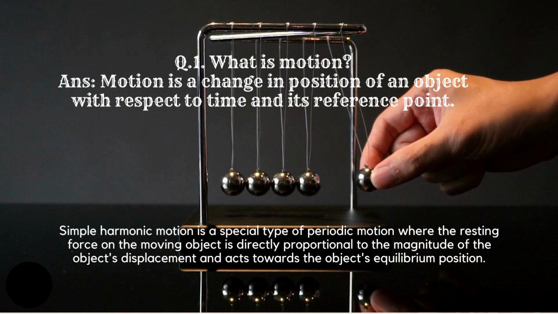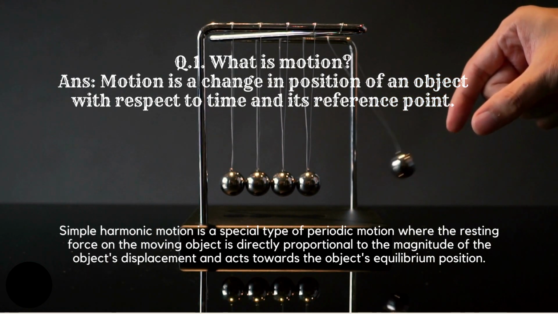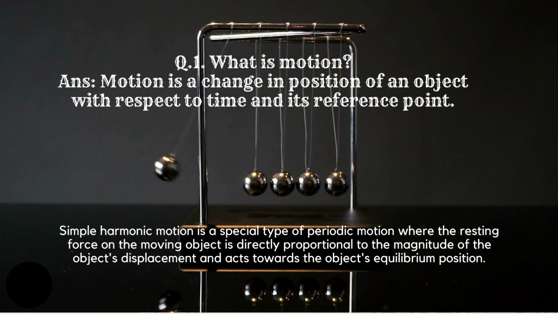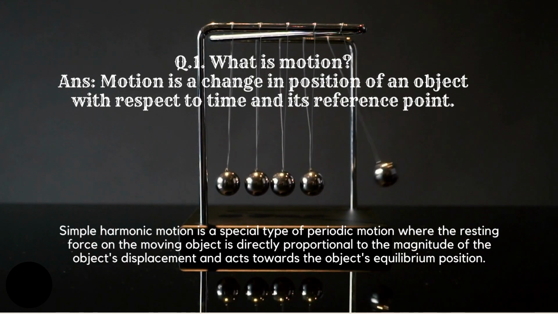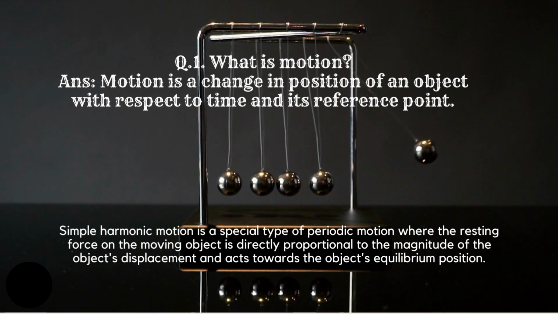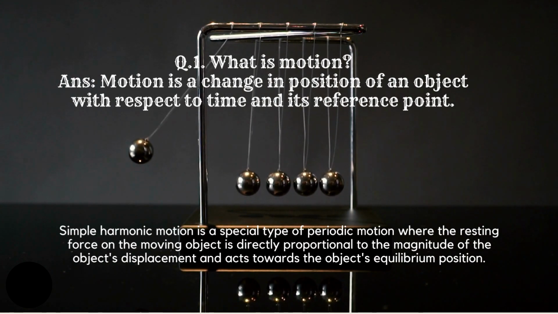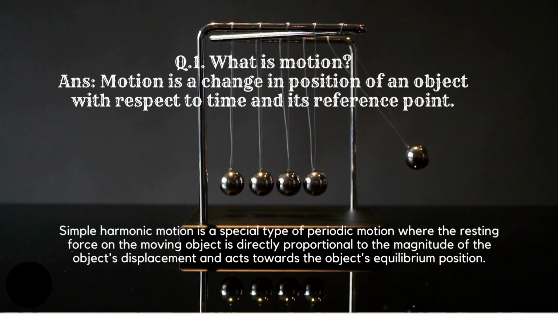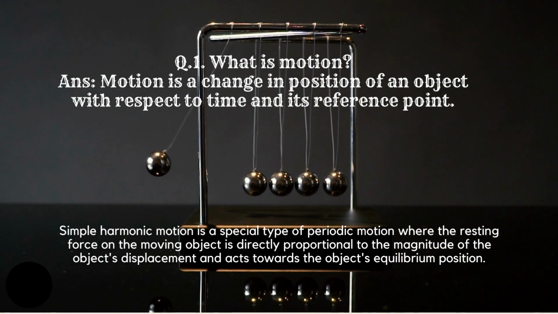What is motion? Well, motion is a change in position of an object with respect to time and its reference point. Simple harmonic motion is a special type of periodic motion where the restoring force on the moving object is directly proportional to the magnitude of the object's displacement and acts towards the object's equilibrium position.